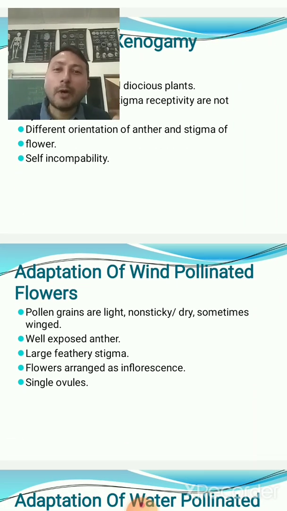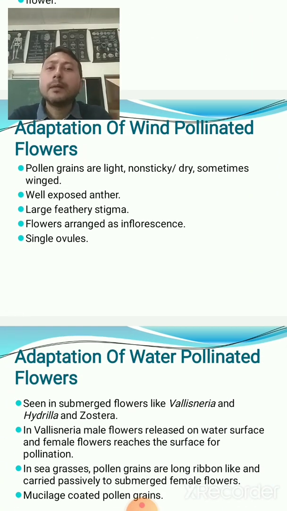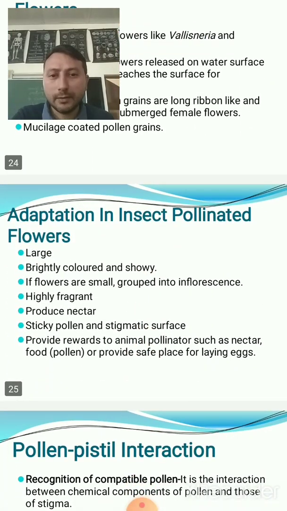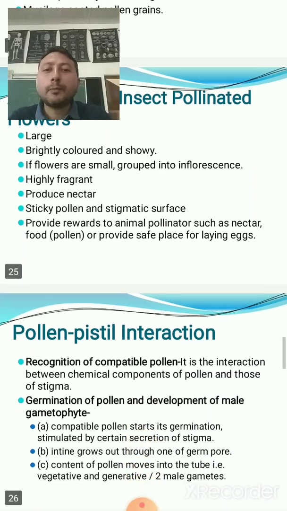Then we talk about different agents or agencies of pollination. When we talk about wind pollination, there are some flowers which are pollinated through wind. There are some plants which are pollinated through water, hydrophily. There are some plants which are pollinated through birds, ornithophily. Insects, entomophily.